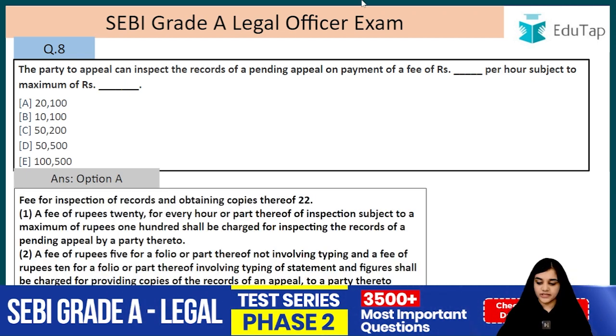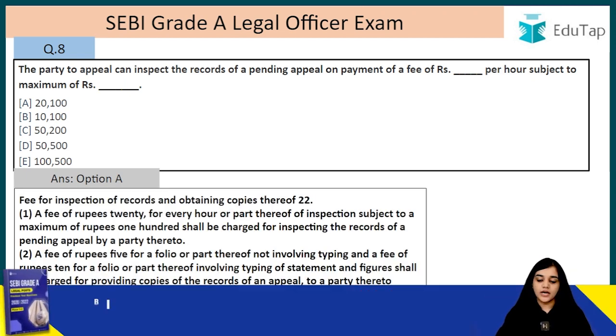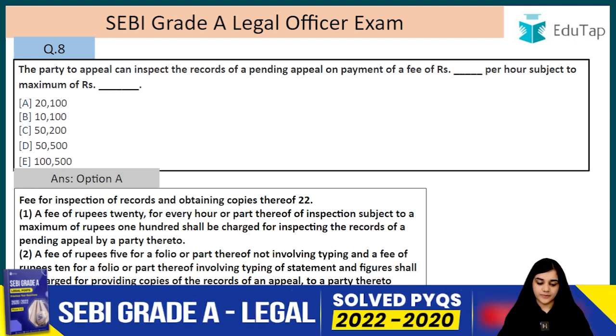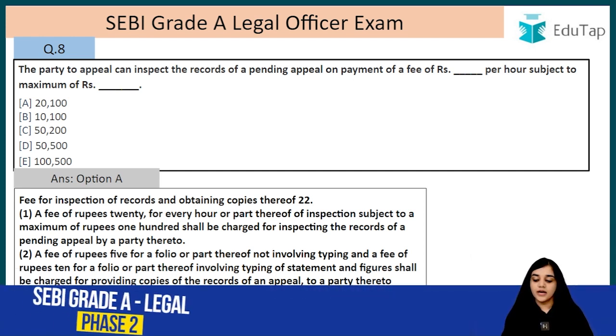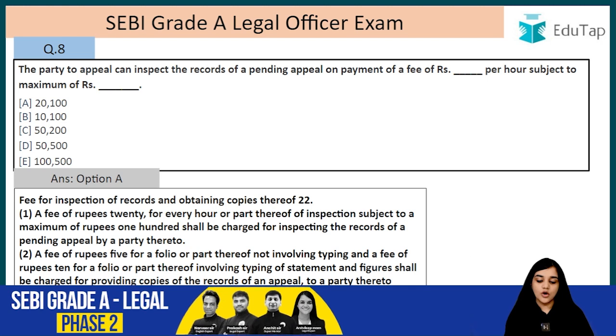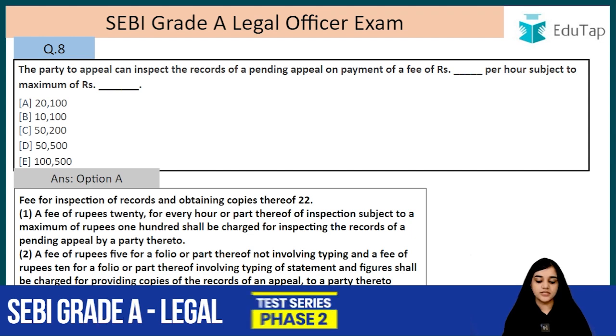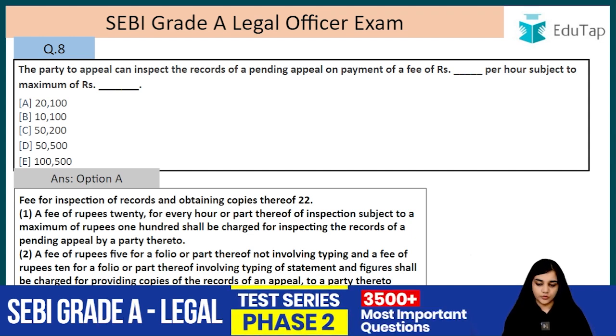So let's read the explanation. This is Rule 22. A fee of rupees 20 for every hour or part thereof of inspection, subject to a maximum of rupees 100, shall be charged for inspecting the records of the pending appeal by the party thereto. A fee of rupees 5 for a folio or part thereof not involving typing, and a fee of rupees 10 for a folio or part thereof involving typing statement and figures shall be charged for providing copies of the records of an appeal to a party thereto.